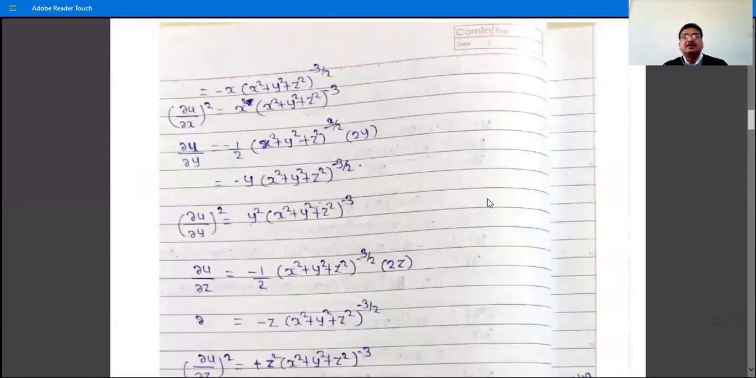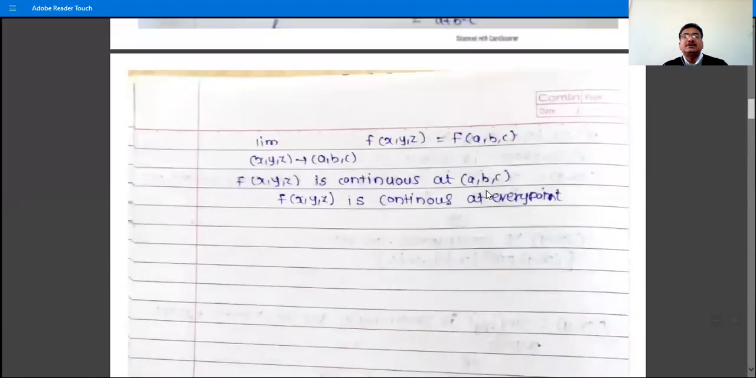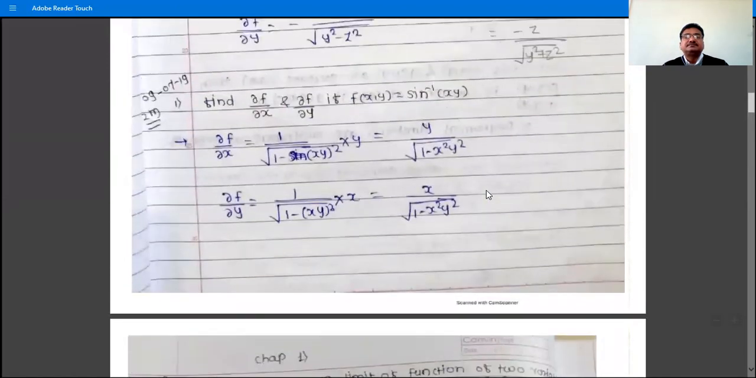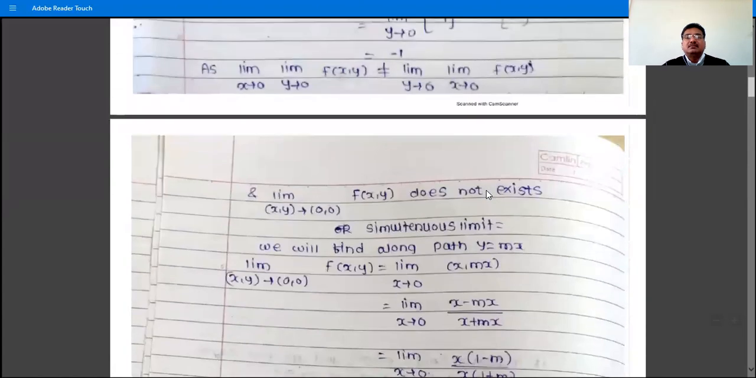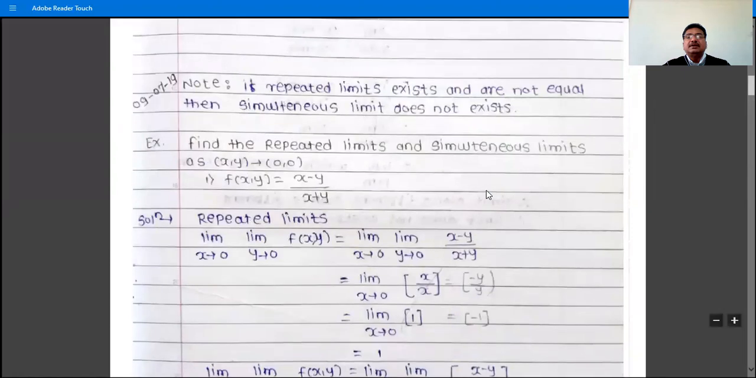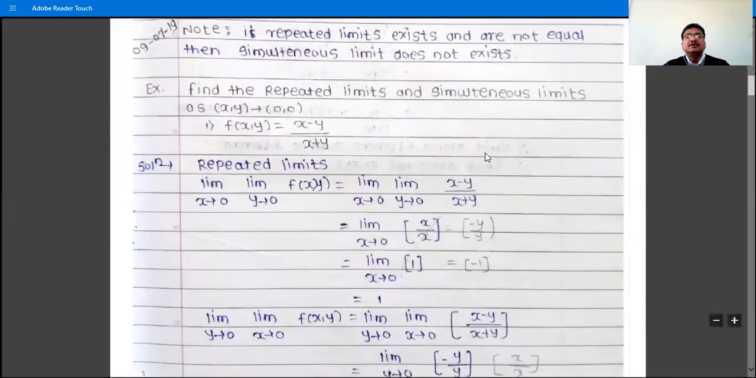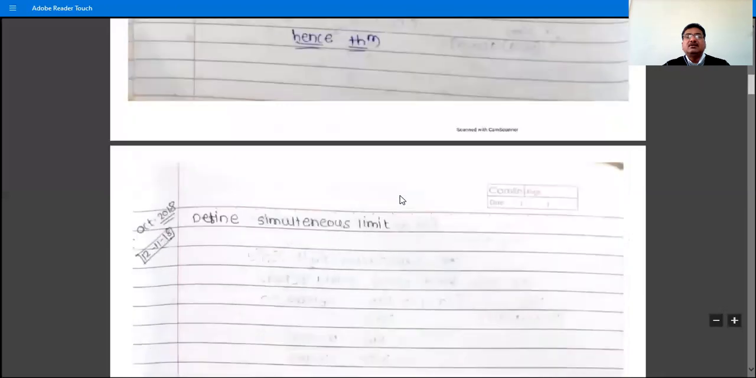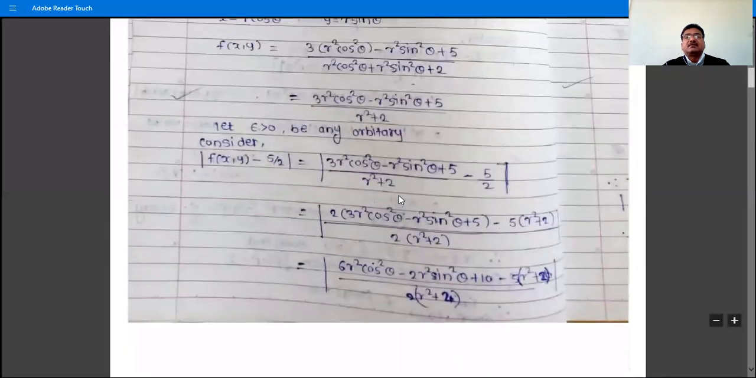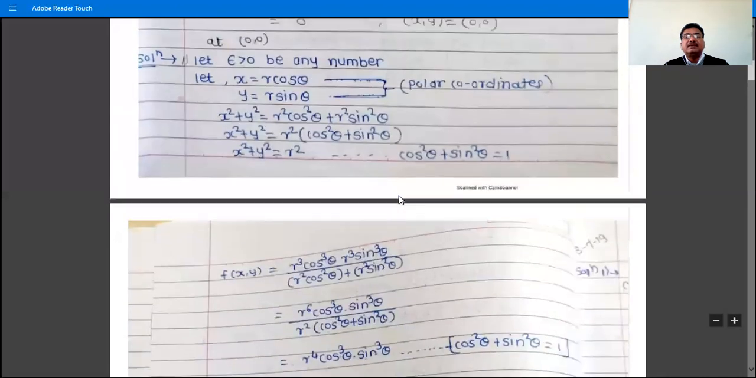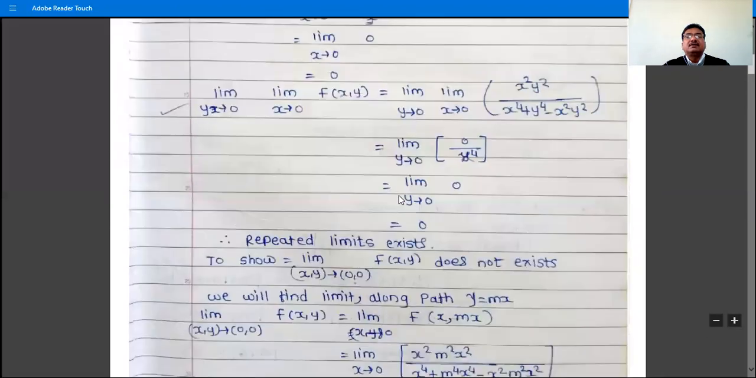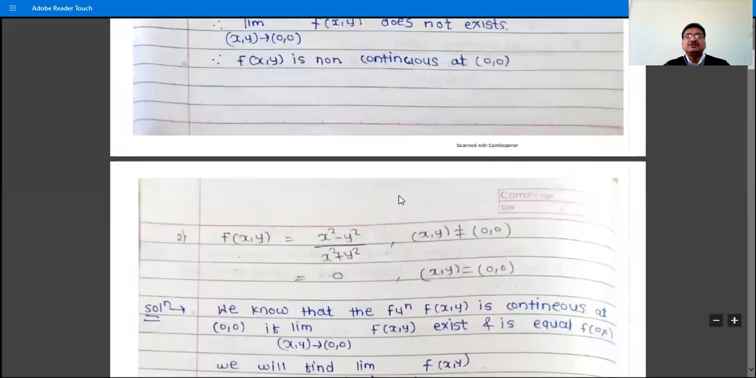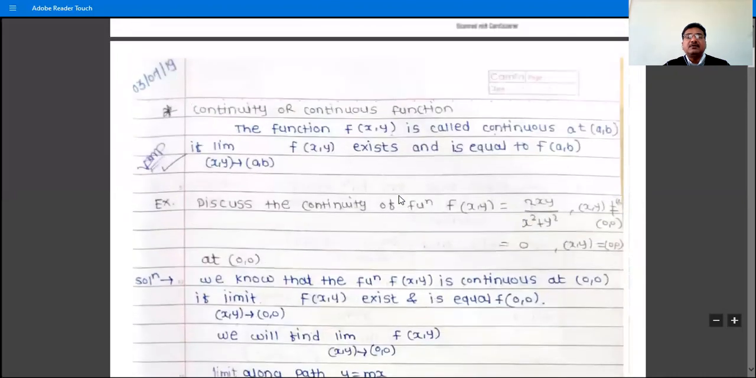In the first chapter, what is the definition of continuity? The function f(x,y) is said to be continuous at (a,b) if the limit as (x,y) tends to (a,b) of f(x,y) exists and is equal to f(a,b). So this is the definition of continuity.